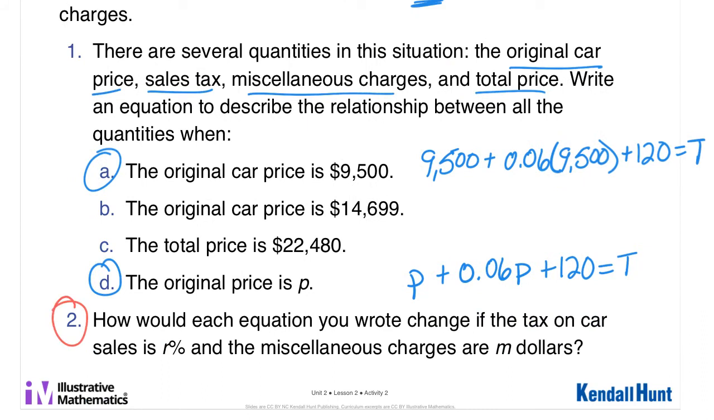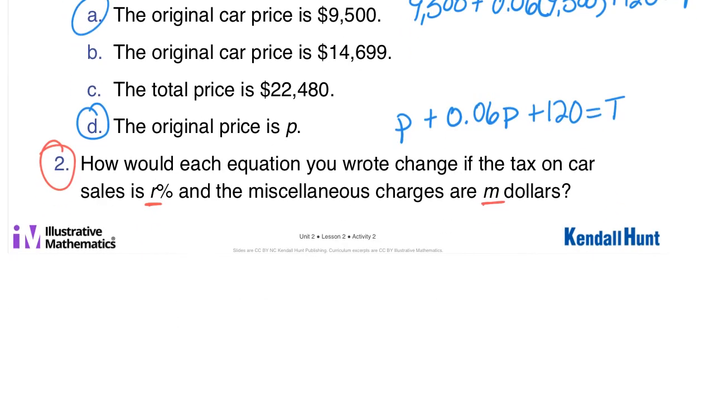Looking at number 2, how would the equation change if our sales tax was R% and our miscellaneous charges were M dollars? Now, looking at this equation here, we would still be paying our original price P. We don't know the rate here, so we're going to call that R for sales tax. We're still going to take that times P, our original price, and instead of 120, we're going to have M dollars being our miscellaneous charges, and that will still equal T, our total cost.